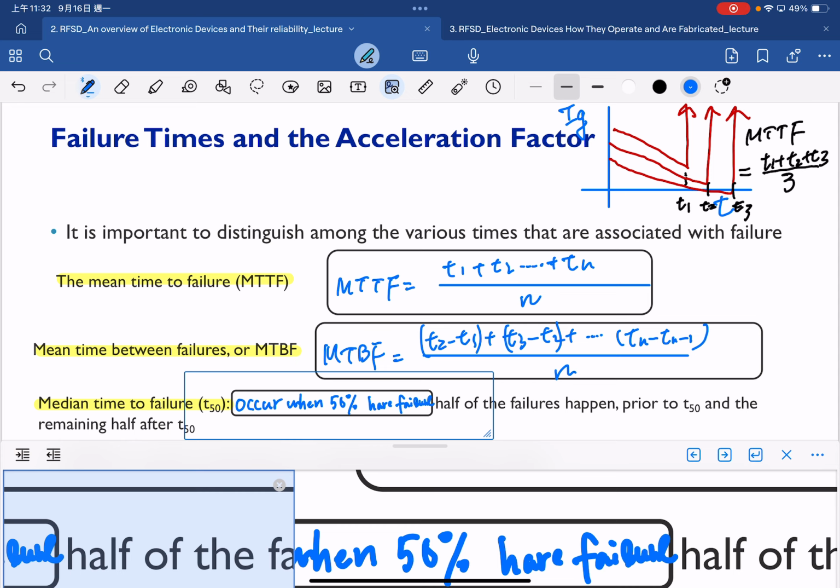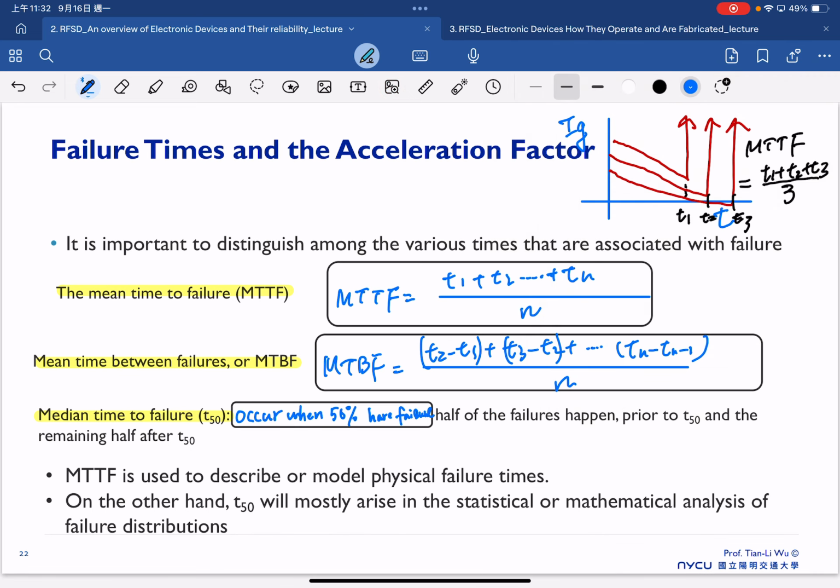We are more interested in the case, for example, T1%. So this is the time at which 1% of our product fails. This is more interesting and more practical for us. For example, once you make a thousand devices, probably you will be interested in only the 1% failure data, rather than the 50% failure data.